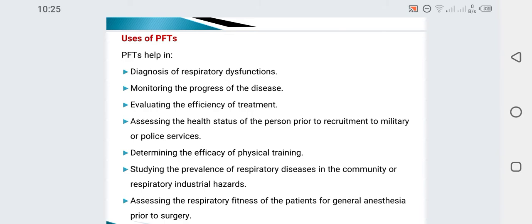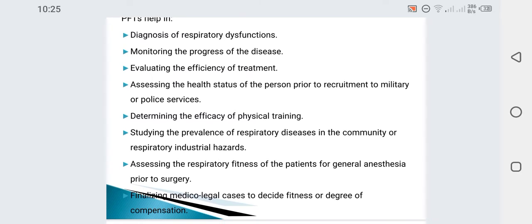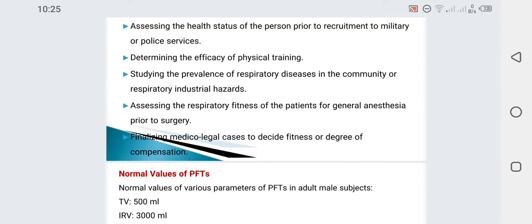Next comes assessing the health status of the person prior to recruitment to the military or the police services, determining the efficacy of physical training, studying the prevalence of respiratory diseases in the community or respiratory industrial hazards, assessing the respiratory fitness of the patient for general anesthesia prior to any surgery, and in medico-legal cases to decide the fitness or degree of compensation.